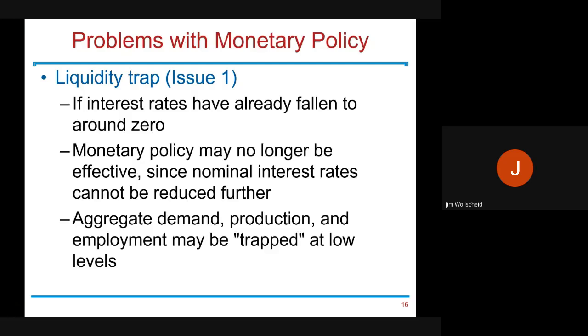So what are some of the problems or issues with monetary policy? The first issue with monetary policy is something economists refer to as a liquidity trap. So what is a liquidity trap? A liquidity trap is, there's a couple of issues here. There's a couple of ways to describe it. The first one is you do it from an interest rate discussion.